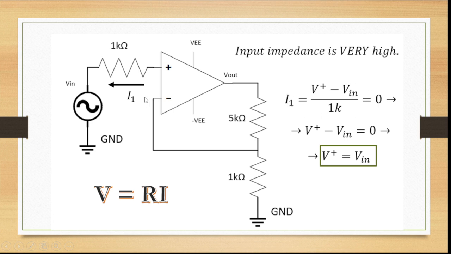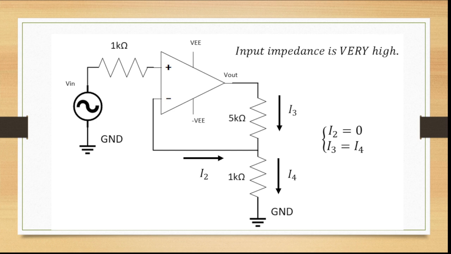Okay, so I1 is equal to V plus minus V in divided by 1K, which is 0. Why? This is 0 because the input impedance is very high. So we know the current will be 0. No current is entering or going outside from a really high resistance input. Okay? So performing really simple mathematical operations, we will find out that V plus is equal to V in.